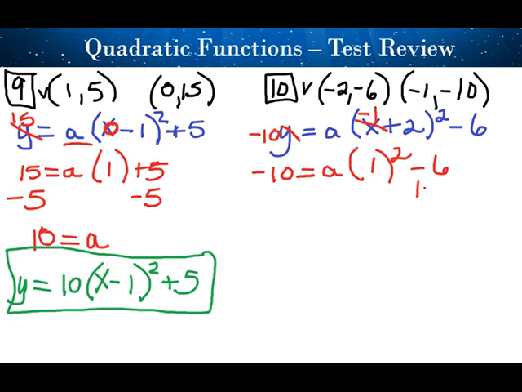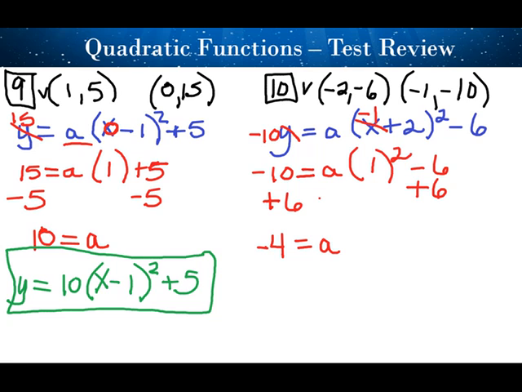I'm going to go ahead and add 6 over on the other side because I want to solve for a. So -10 plus 6 is -4. And that's 1 squared. It's 1 squared. A is just 1a, or just a.